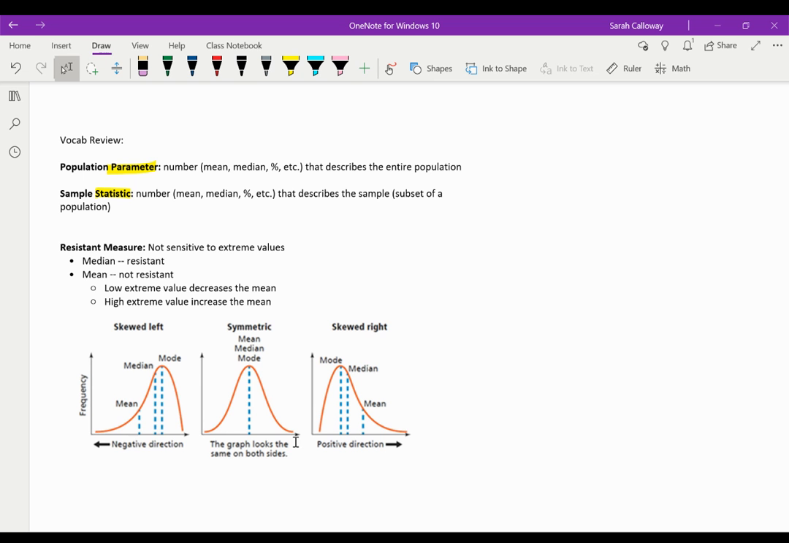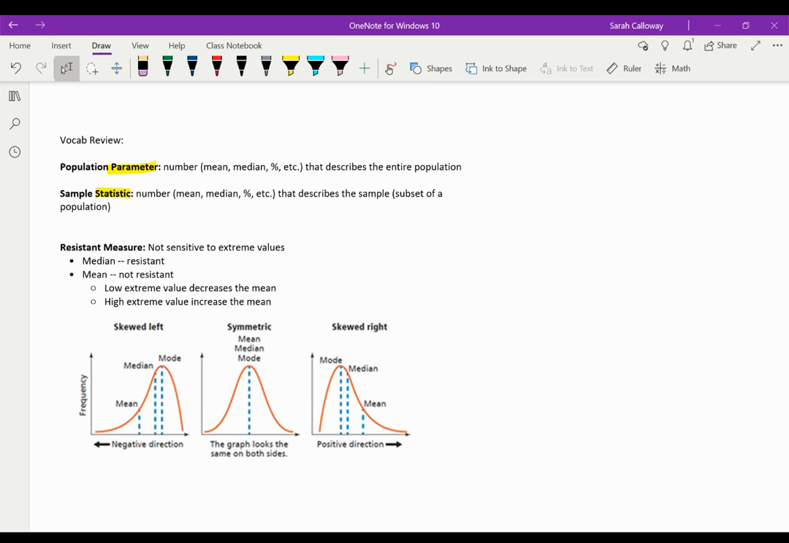The other thing that was important there, besides finding the median and the mean, was whether a measure was resistant. If something is resistant, it's not sensitive to extreme values. The median is resistant. If I have outliers, they don't affect the median. The median is still the middle. It's not swayed by that value.